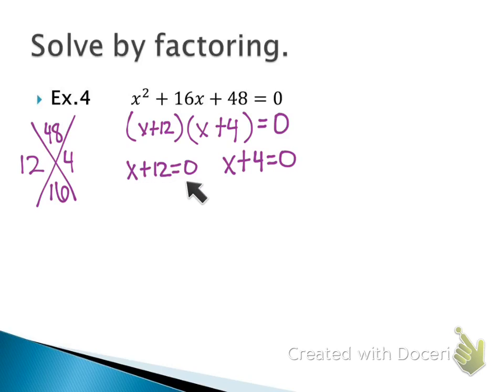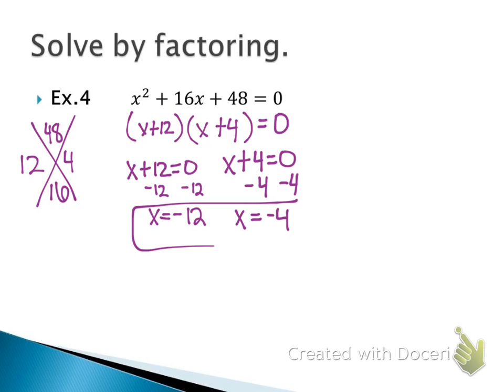So how would I solve x plus 12 equals 0? Good. Subtract 12 from both sides. So x equals negative 12. And on the other one, what would I do? Subtract 4 on both sides. X equals negative 4. There we go. We got our answers. So that's what we're doing today. We are factoring these and then setting each factor equal to 0 and solving.